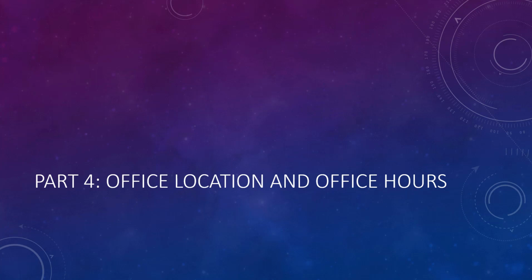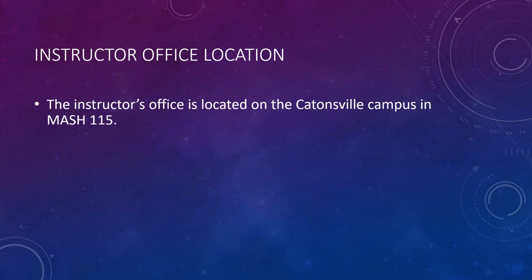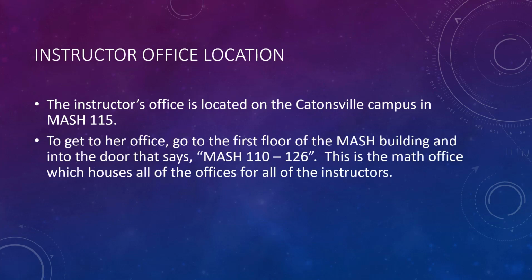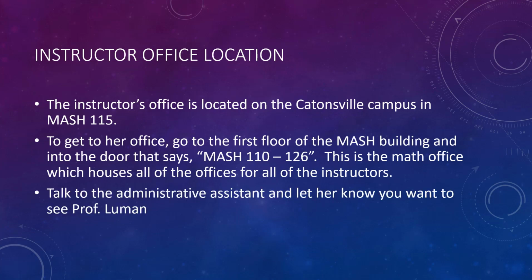Part 4, Office Location and Office Hours. Instructor Office Location. The instructor's office is located on the Catonsville campus in MASH 115. To get to her office, go to the first floor of the MASH building and into the door that says MASH 110-126. This is the math office, which houses all of the offices for all of the instructors. Talk to the administrative assistant and let her know you want to see Professor Loomis.